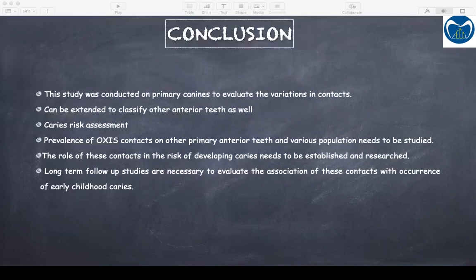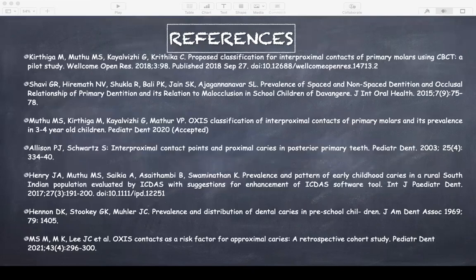This study was conducted in primary canines to evaluate the variations in contacts, which can be extended to other primary anterior teeth as well. Long-term follow-up studies are necessary to evaluate the association of these contacts with occurrence of early childhood caries. These are my references.